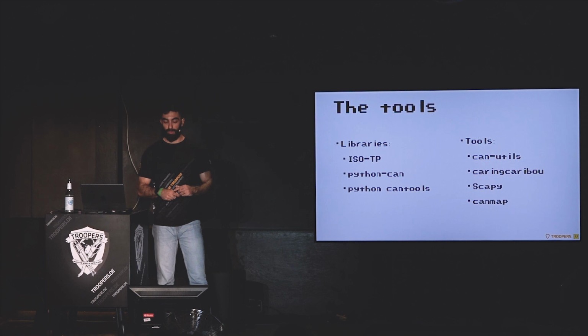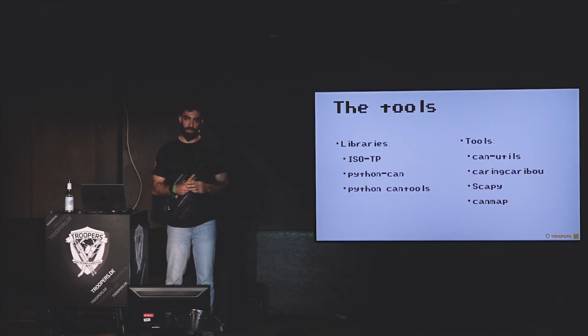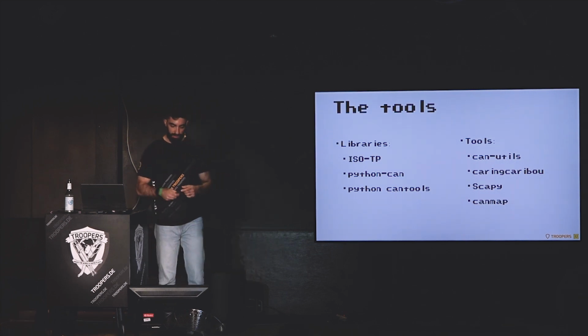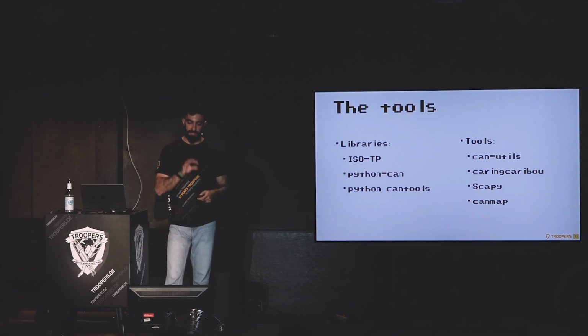The tools that we usually use, basically, we're not developers, we are basing our development and research on Python, which is easy and fast to develop something. There are some libraries that you can use, like ISOTP, Python CAN tools, and some widely adopted tools in the industry. Scapy, that there was a talk yesterday for this specific part of Scapy, the automotive one. CanUtils, Caring Caribou, which will be the one that we will talk about today, and CanMap.